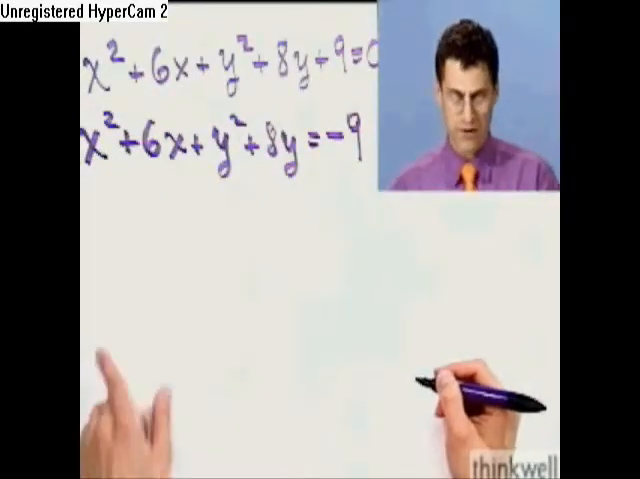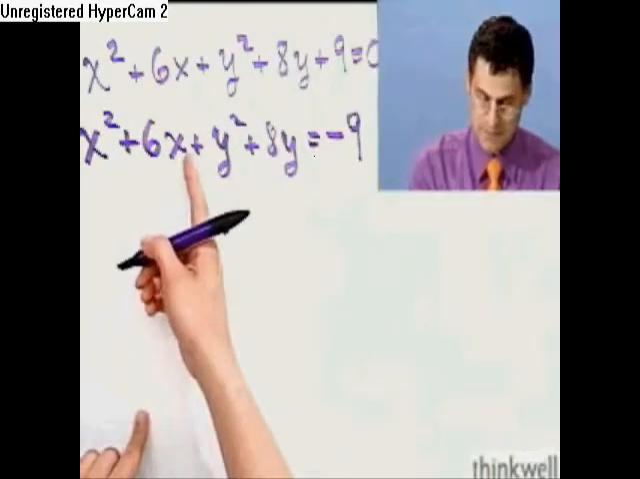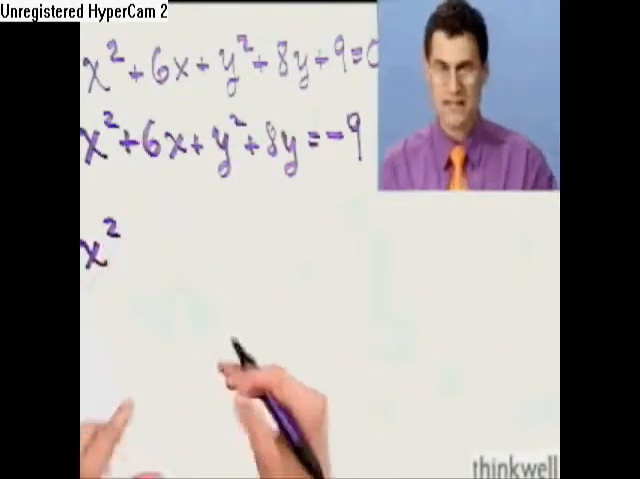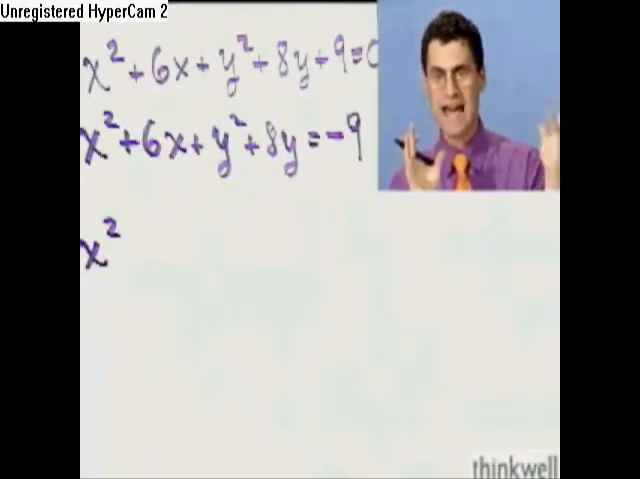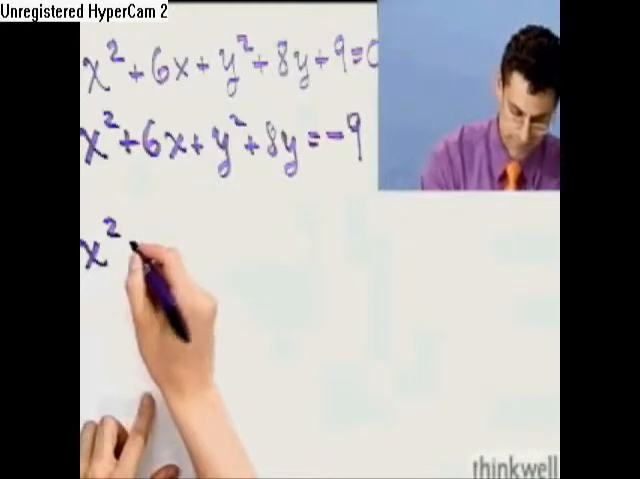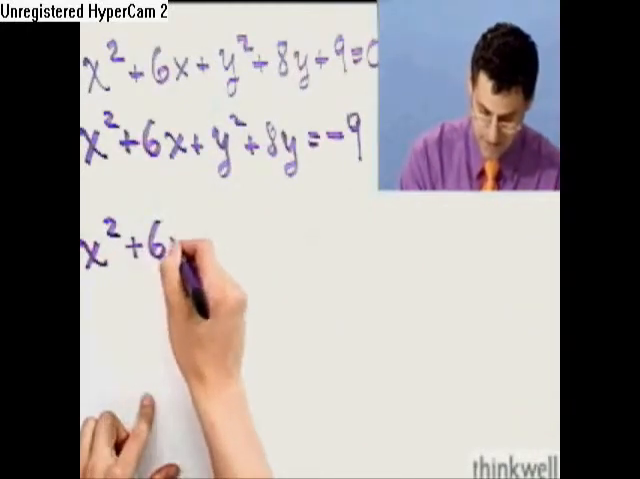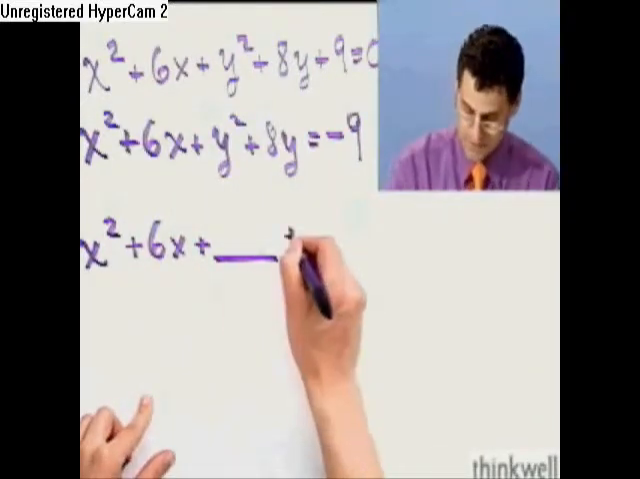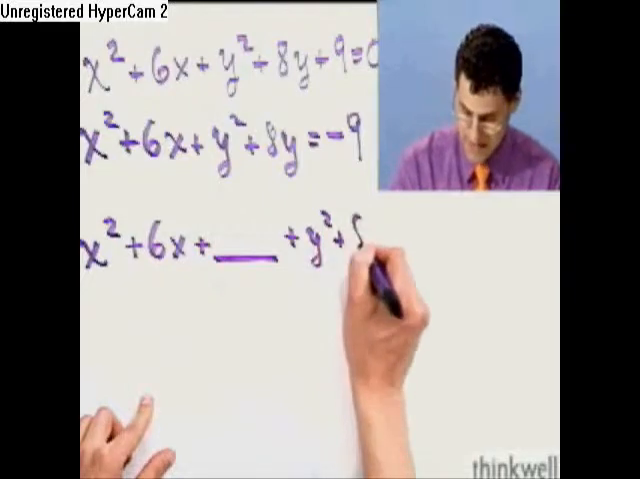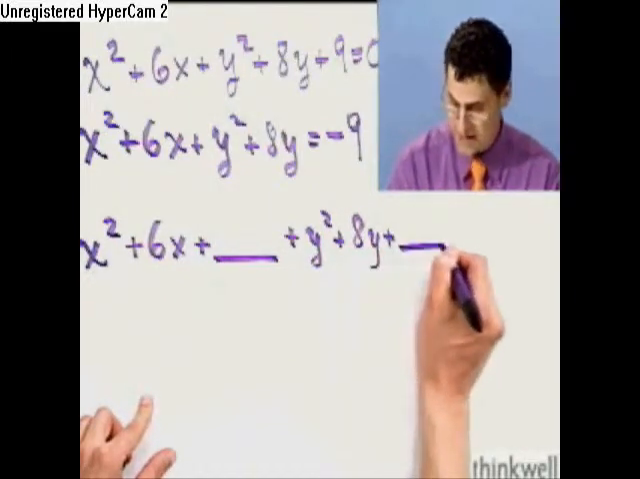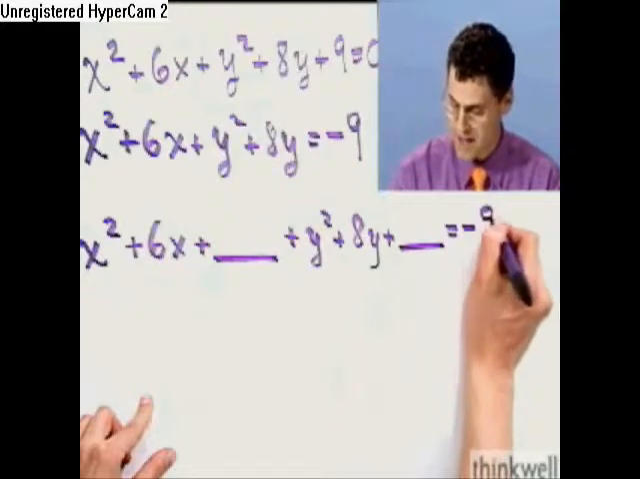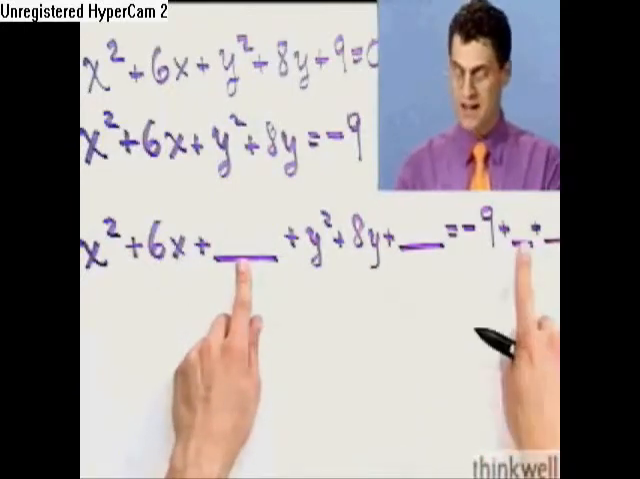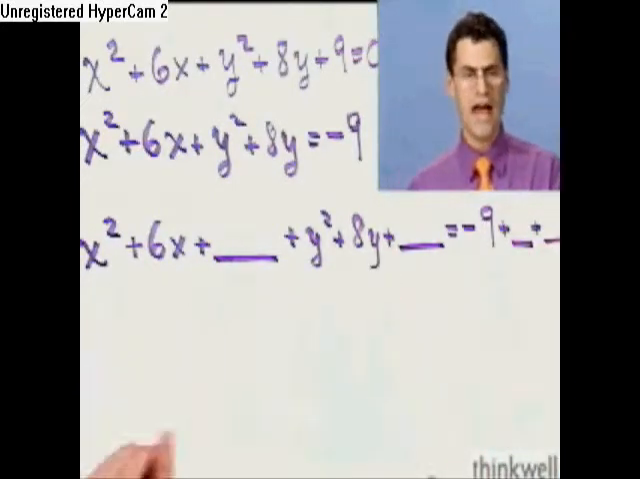Now what I do is write the whole thing out again, but I'm going to put some spaces here. Remember what completing the square is all about. To complete a square, it means I have a piece of a square, and now I'm going to add something else to make it a perfect square. So I have x^2 + 6x, then plus blank, and then I write the rest: y^2 + 8y + blank = -9 + blank + blank. Because if I add something to this side, I have to add to this side, and similarly here.